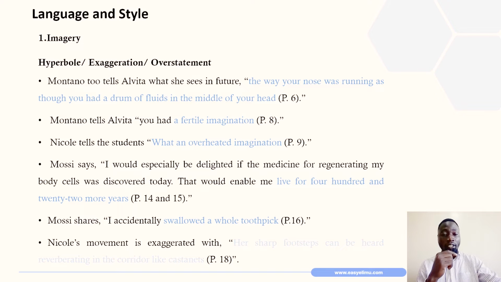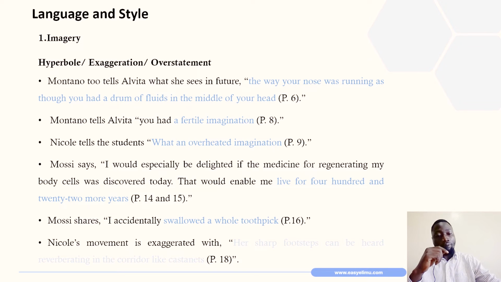That is when responding to some of the things that Montano and Alvita say. That is the imagination of coming up with a technology where human body cells can be regenerated so that humans live for a longer period of time. Mosi also shares that he accidentally swallowed a whole toothpick. It is not easy to swallow a toothpick, and that is what brings another element of exaggeration.